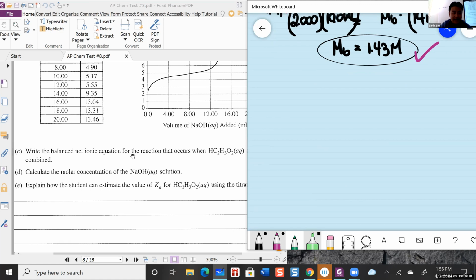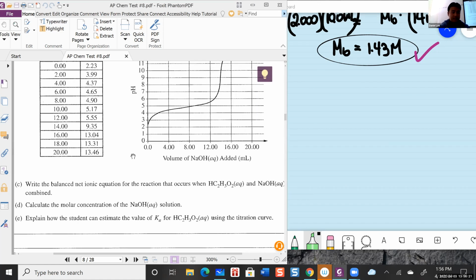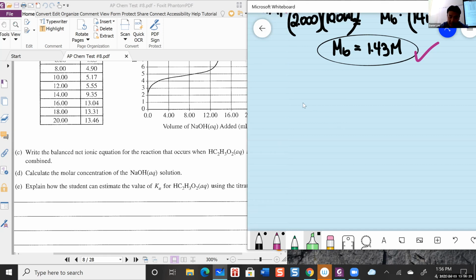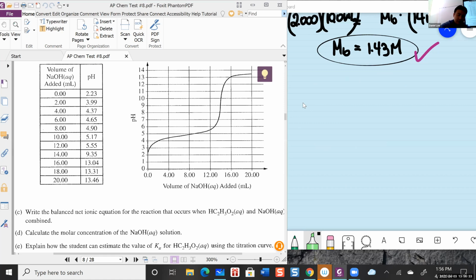Now, how do we find the Ka? So explain. You don't have to actually calculate it, right? It says explain, not calculate, not find the Ka. Just explain how you can estimate the value of the Ka. Well, the key is the half equivalence point we said, right? So you knowing that 14 mL is what is required to become equivalent, so half equivalent would be 7 mL.